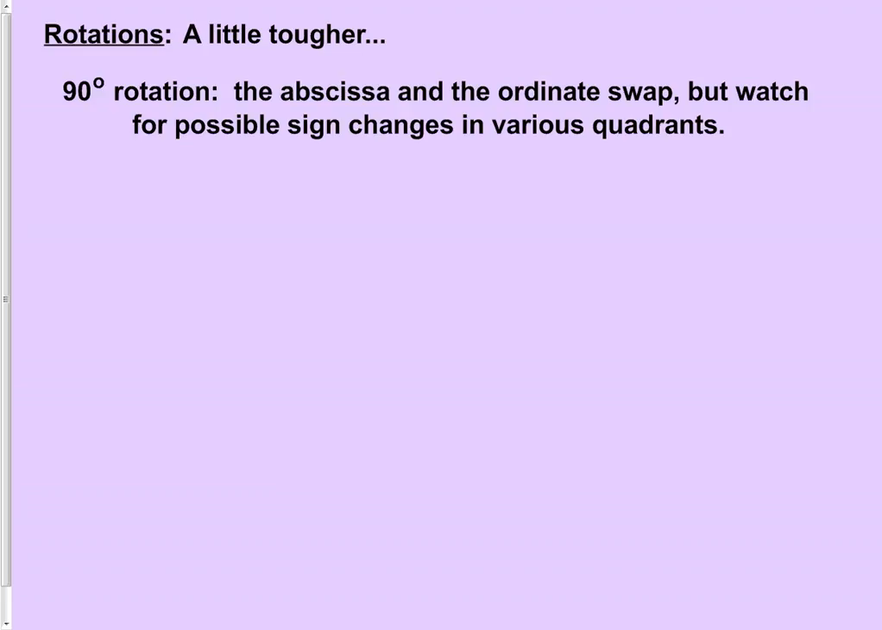When this happens, there is definitely potential for sign changes on your abscissa and your ordinate, because we're going to be crossing axes. So we're going to be going from possibly the positive side of one axis to the negative side of an axis, or vice versa.